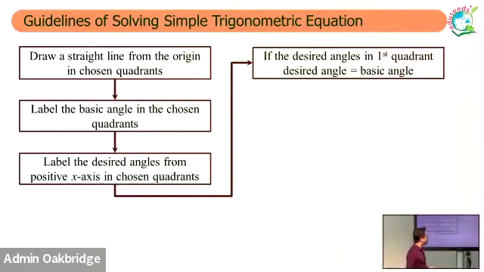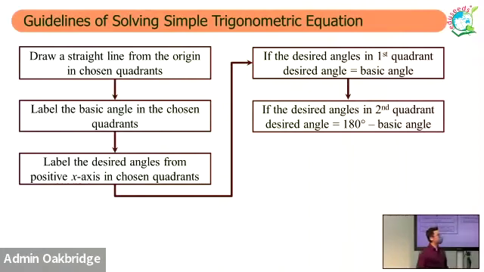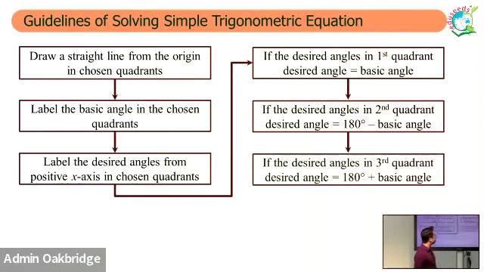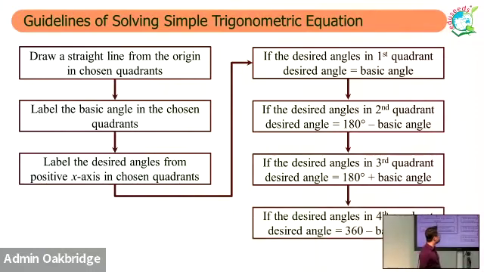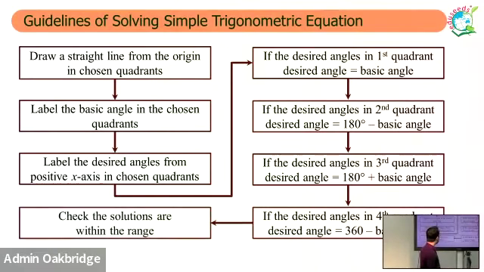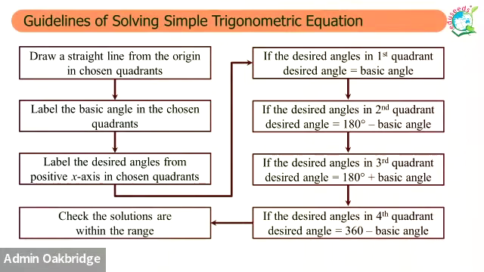If the desired angle is in the first quadrant, the angle that they want to find out is actually the basic angle. If in the second quadrant, you just take 180 minus the basic angle. If in the third quadrant, take 180 plus the basic angle. If in the fourth quadrant, you take 360 minus the basic angle. And don't forget to check the solutions are within the range. This is very important. You have to always check the range.